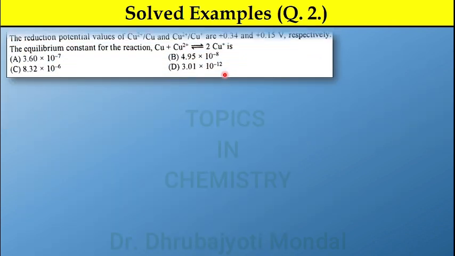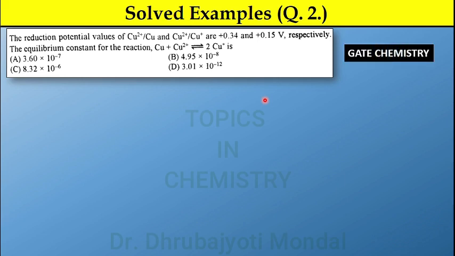Next problem. The reduction potential value of copper 2 plus copper and copper 2 plus copper plus are 0.34 and 0.15 volt respectively. The equilibrium constant for the reaction copper plus copper 2 plus in equilibrium with 2 copper plus is 3.6 10 to the power minus 7, 4.95 10 to the minus 8, 8.32 10 to the minus 6 or 3.01 10 to the power minus 12. So here you have to find what is the equilibrium constant for that reaction. Okay, and you can see the reduction potential of copper 2 plus copper and copper 2 plus copper plus 1 is given.